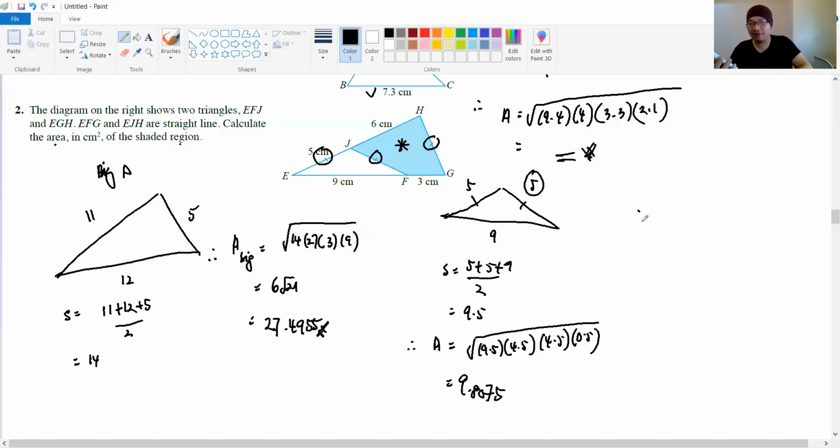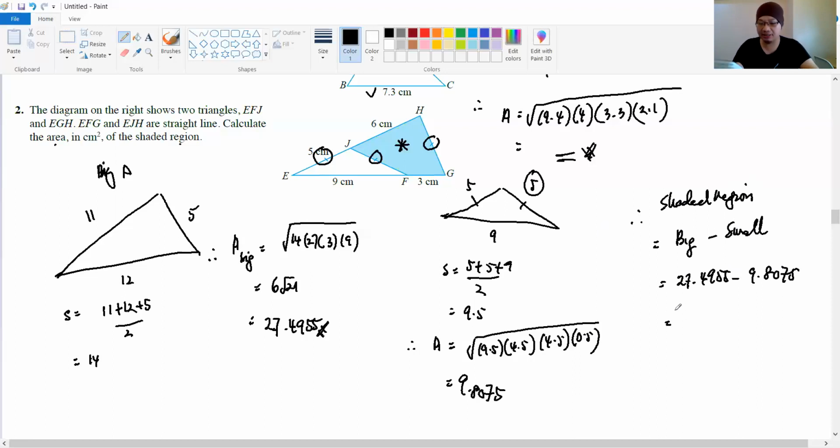Alright, so guys, therefore the balance, okay, the shaded region should be the big area minus small area. So the big is 27.4955 minus the small 9.8075. So how much the final answer here? 27.4955 minus 9.8075. So the final answer will be 17 point something.